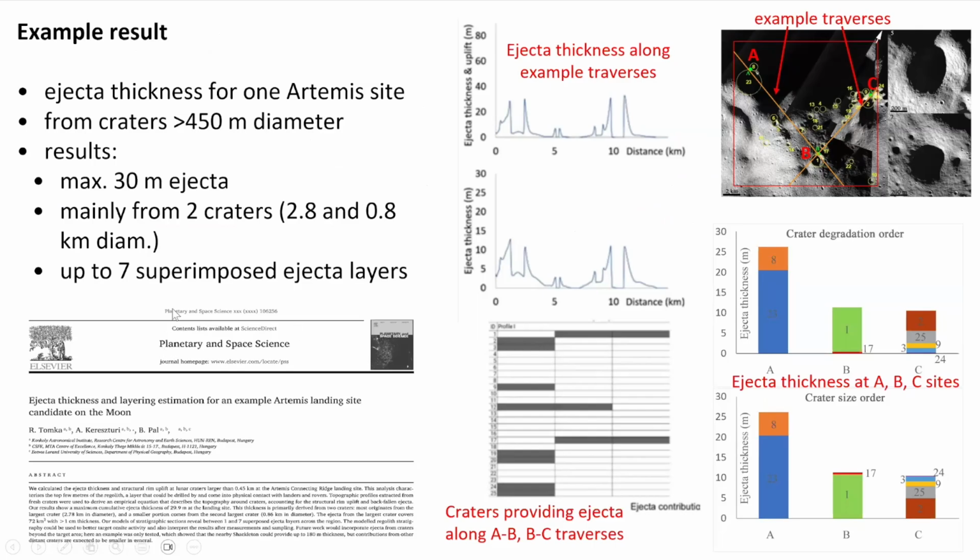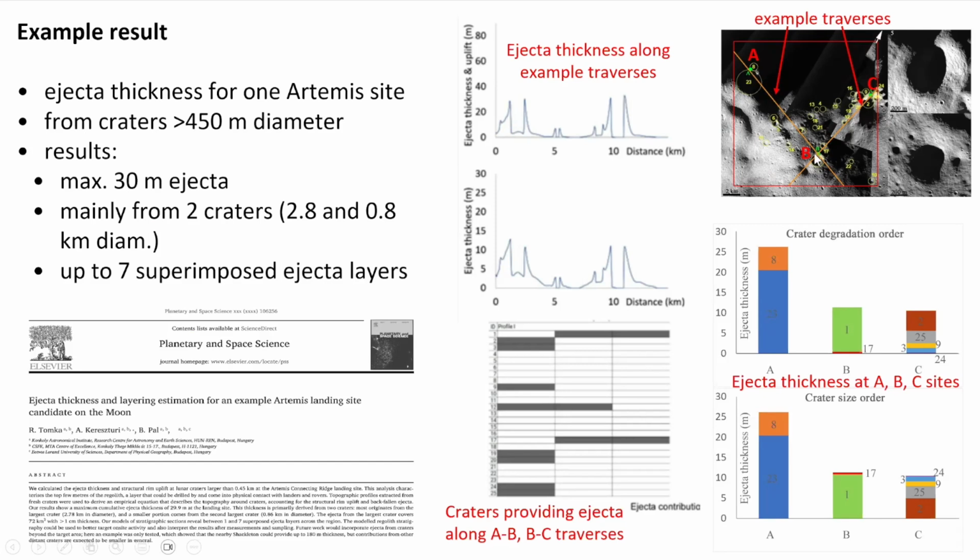There is one paper which came out this year, and we are working on several more craters and the tool itself. We analyzed the ejecta thickness for an example Artemis site, considering only local craters above almost half a kilometer diameter. You can see the coincided craters. Here you can also see two profiles in yellow. Along these profiles, these two diagrams show the ejecta thickness on the vertical axis. And after this, you can identify various locations, for example, A, B, and C locations.